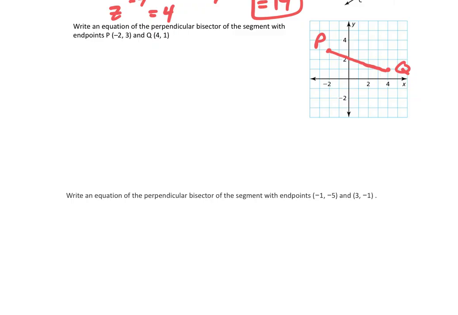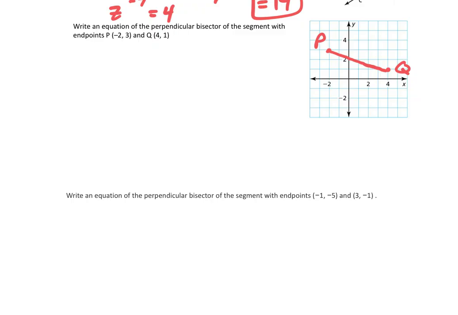Okay? So we need to know 2 things. Perpendicular and bisector. Okay? So we got to do one thing at a time here. We can't do them both at the same time. Let's focus on perpendicular first. What is the slope of PQ?